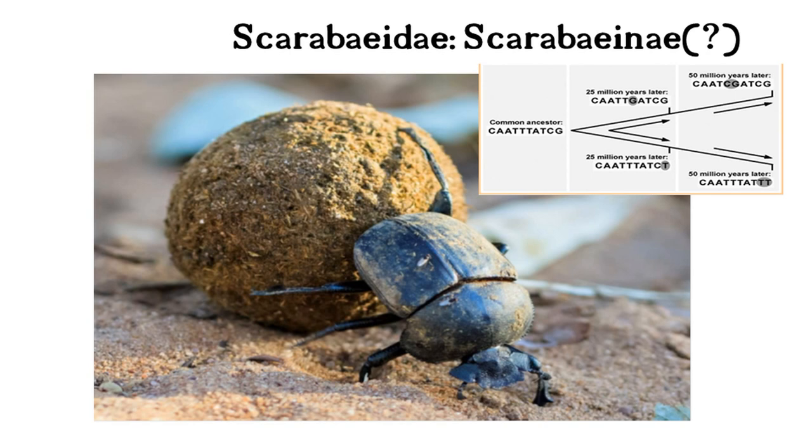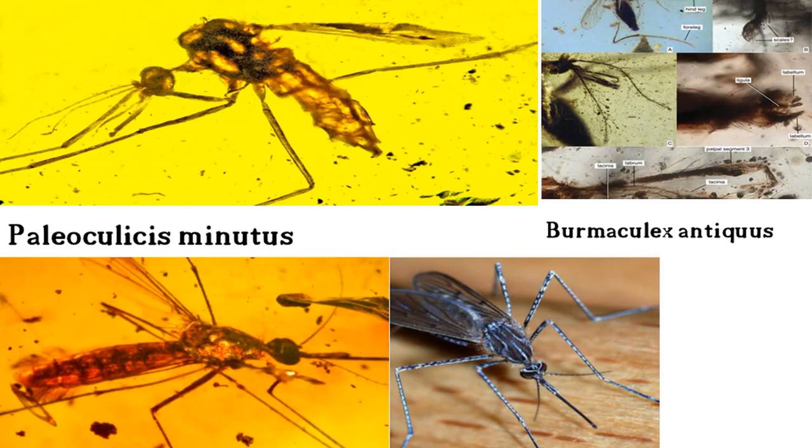But we are not finished yet. The Cretaceous was also an amazing explosion of insect diversity. Not only dung beetles appeared in the Cretaceous, but also our best friend. Mosquitoes! Yes, that's correct. Our best friend, the insect everybody loves.